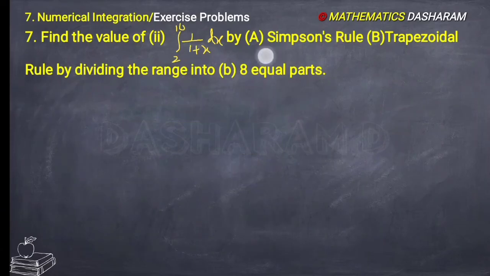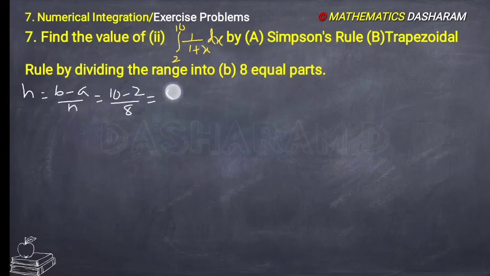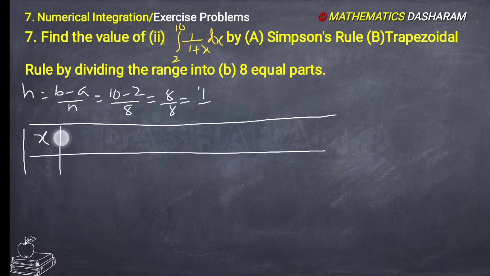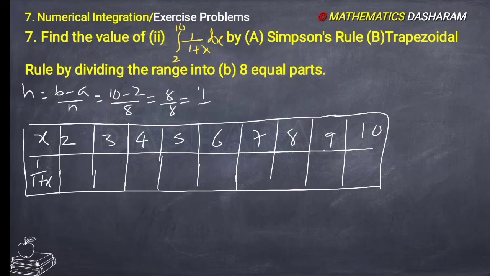Next, part B of the question, 8 equal parts. So here h equals b minus a divided by n. So b value 10 minus 2 divided by 8. So 8 by 8 is equal to 1. Now let's draw a table. The first x value is 2. Next, the x value increases by 1: 3, 4. So when the x value is 2, then the y value is 0.333. So y means 1 by 1 plus x. So when the x value is 3, then the y value is 0.25.